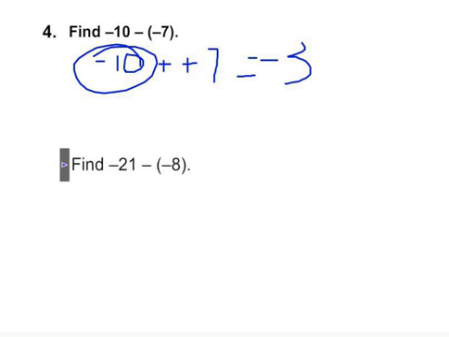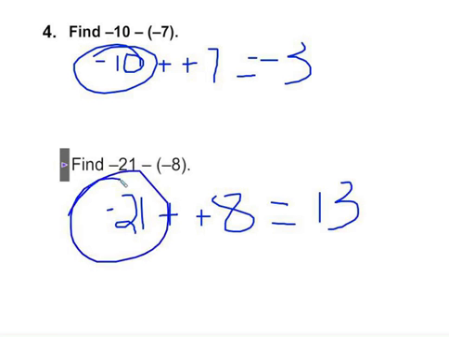Same story here, keep, change, change. I'm going to think to myself 21 minus 8, and that's going to be 13, but since the negative is on the greater absolute value, my answer is negative.